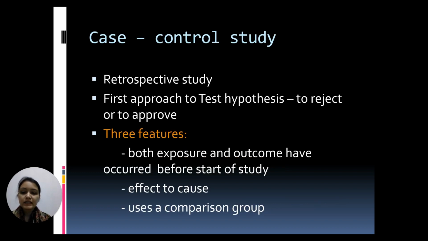Case Control Study is also known as retrospective study. This is the first approach to test a hypothesis, to form a rejection or approval of the hypothesis. It has three features: both exposure and outcome have occurred before the start of the study, it proceeds from cause to effect, and it uses a comparison group.